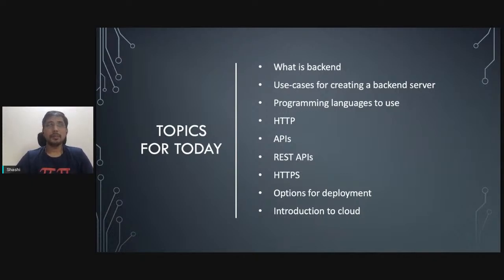Then we have HTTP. As we talked about in the first webinar, HTTP is the language used for communication between multiple computers on the internet, right? So we'll see some details about HTTP, what kind of functionalities HTTP supports, and what you can build using HTTP as a language, right? Followed by that, we will look at something called APIs and REST APIs. Both of them are specific patterns for using HTTP.